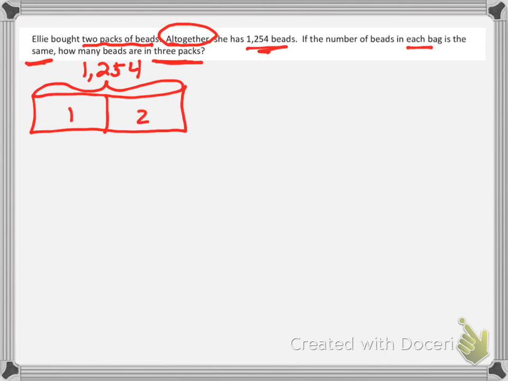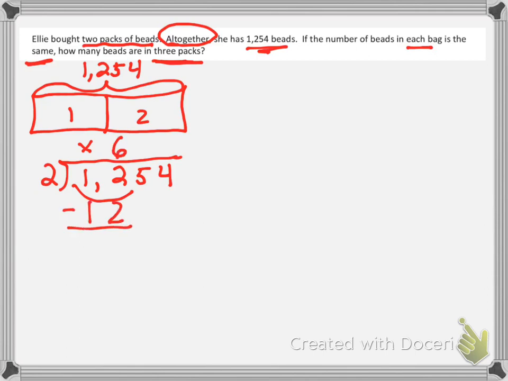And we have 2 packs, so we're going to divide by 2. Inside the division house is 1,254. And this is the way we're going to find out how much is just in 1 bag. So 2 cannot go into 1, but it can go into 12 6 times. 6 times 2 is 12. We subtract, and we're left with 0.